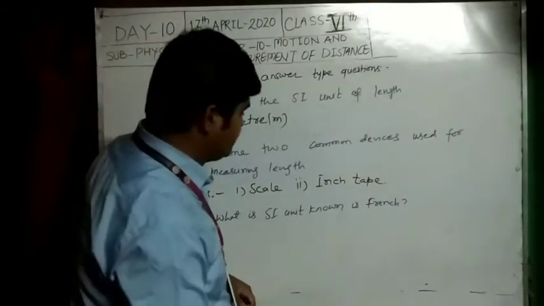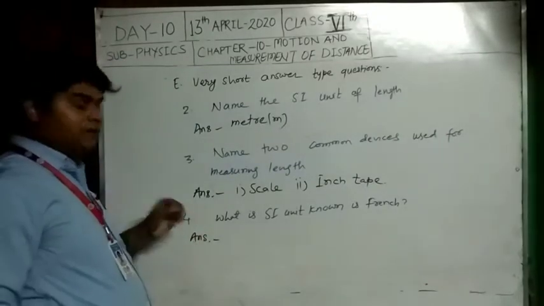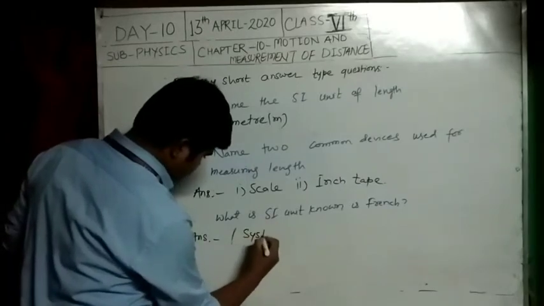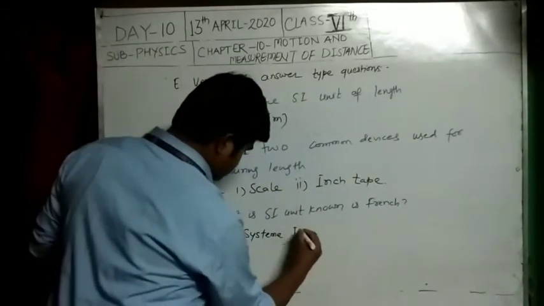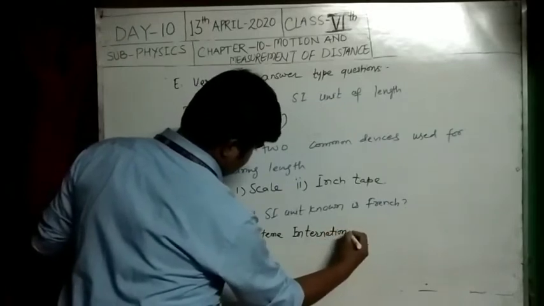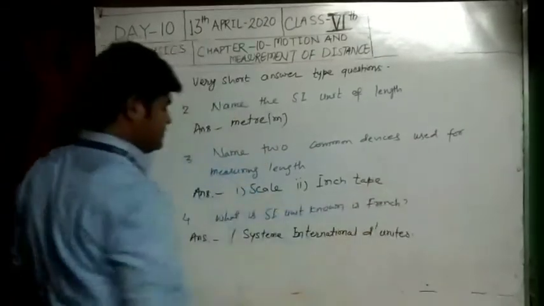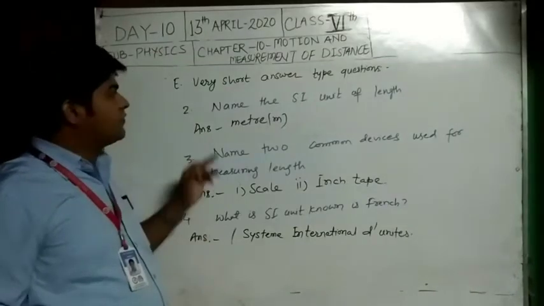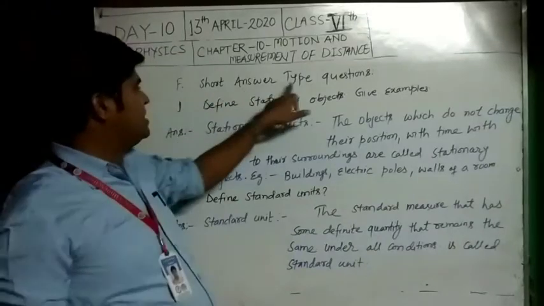What is the SI unit known as in French? Système International d'Unités. The spelling is different. S-Y-S-T-E-M-E, système, for system. International, I for international, d'unités. Okay, System International D'Unites. Now let us see short answer type questions. Now question F, short answer type questions.